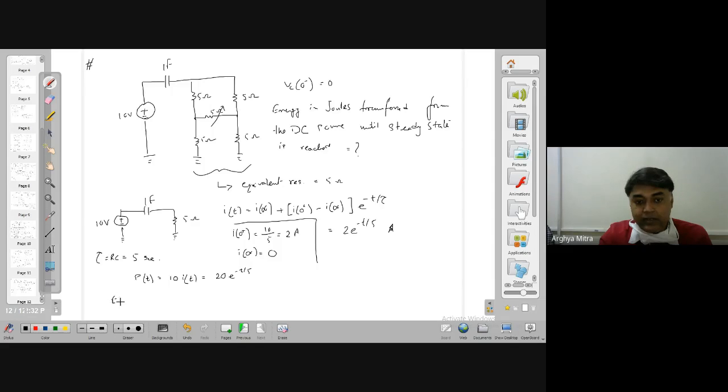So energy is what? Energy up to steady state, so t tends to infinite, 0 to infinite. Integration of the power, that will give you the energy. So that means it is 20 into minus 5 e to the power minus t by 5, 0 to infinity. That means it is 100 joule. So that will be the answer.